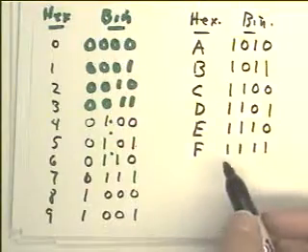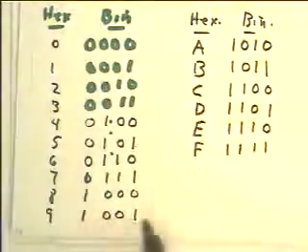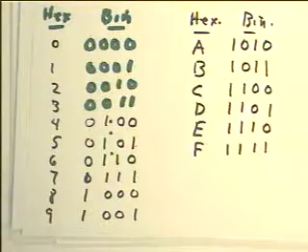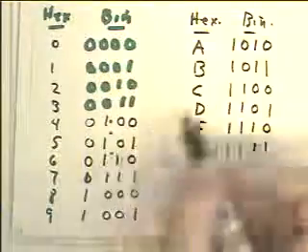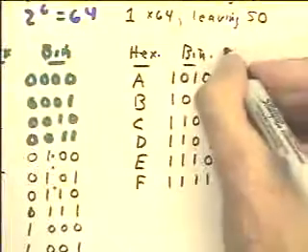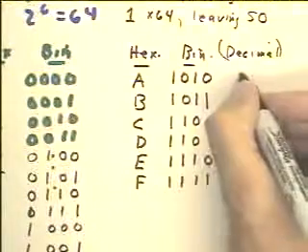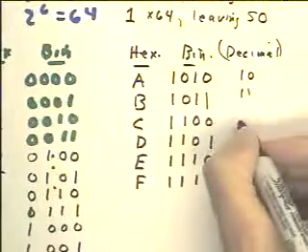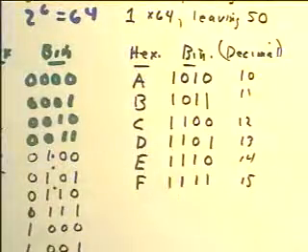Okay. So the binary representations of the hexadecimal numbers are here. Decimal representations are the same as the hex here. Over here, the decimal representation would be 10, 11, 12, 13, 14, and 15.